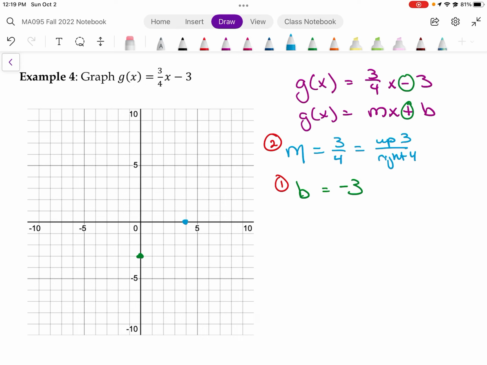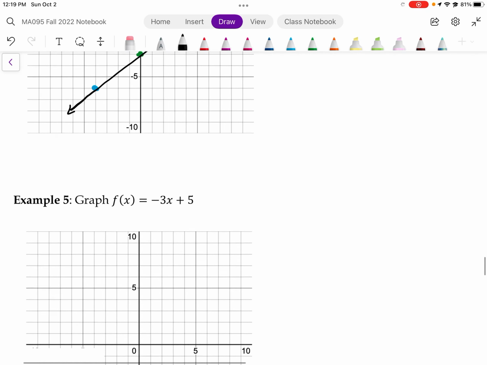Notice I could go down 3 and left. So I could go 1, 2, 3, 1, 2, 3, 4, and you end up on the line because I went backwards with both of them. Negative, negative makes a positive. You don't have to do that if you don't want to, but I just wanted to point that out. All right, I'll try to make a line. There we go. Ta-da! All right, next one.